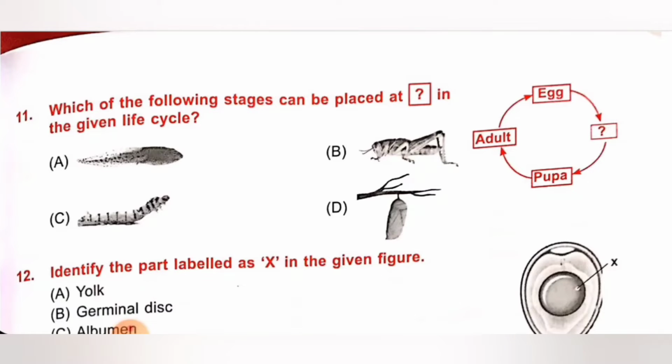So in the life cycle of a butterfly, the egg hatches to produce a young one called larva which looks like a worm. After some days, it changes into pupa which finally turns into an adult. So in the question mark, larva will come. So option C is the correct answer.